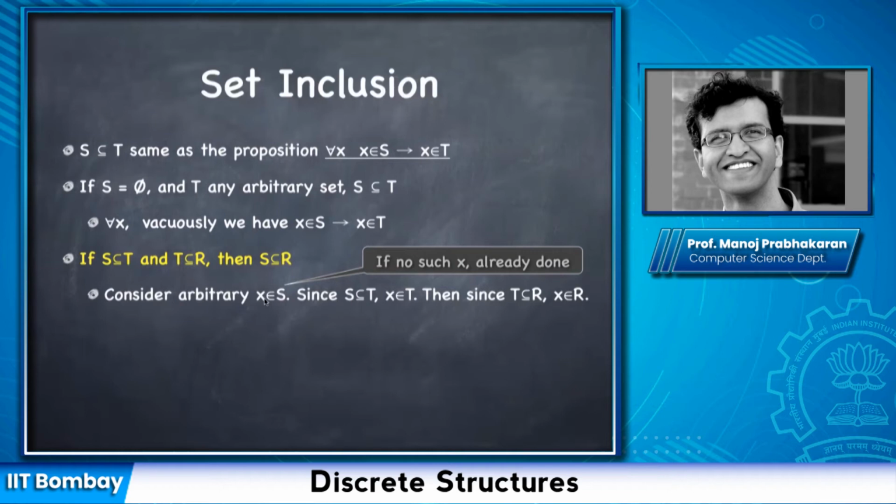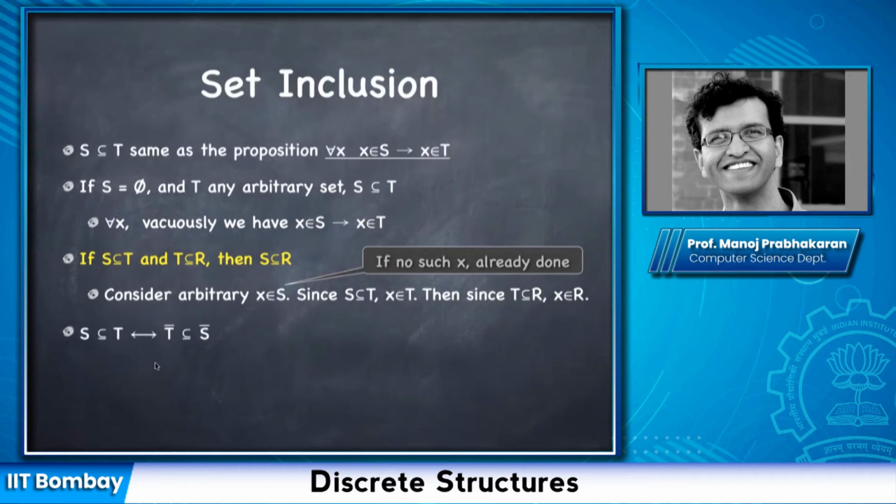So suppose that's not the case. There are elements in S. Pick any arbitrary such element, and since S is contained in T, that element is also in T. And since T is a subset of R, by definition, x in T implies x is in R. Okay, so we conclude that this arbitrary element in S is an element in R.